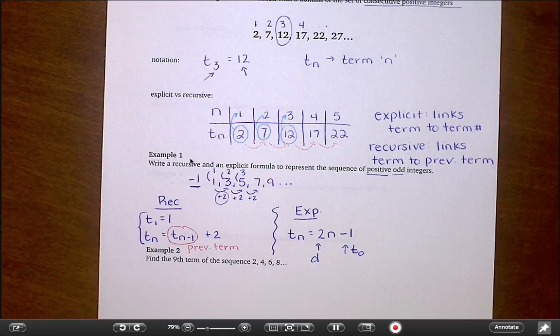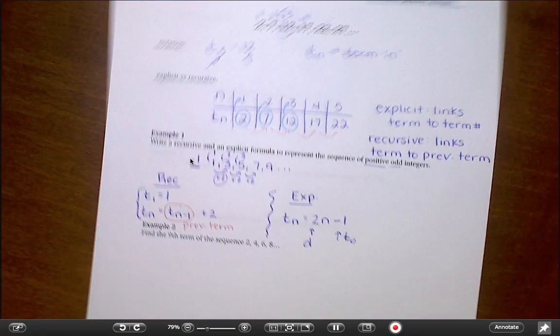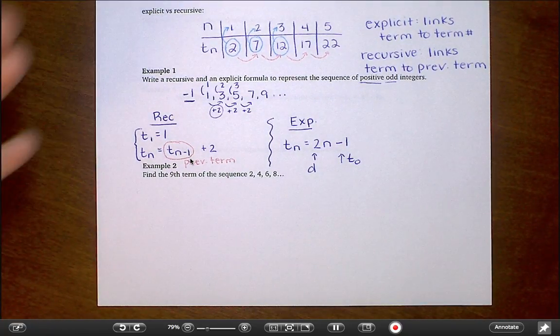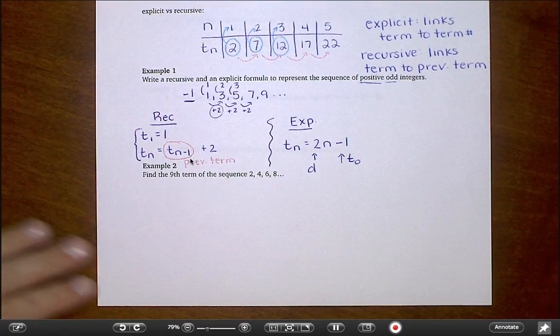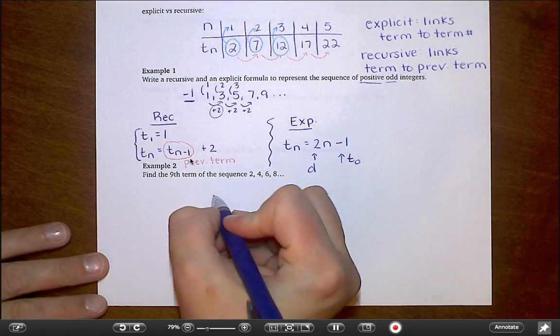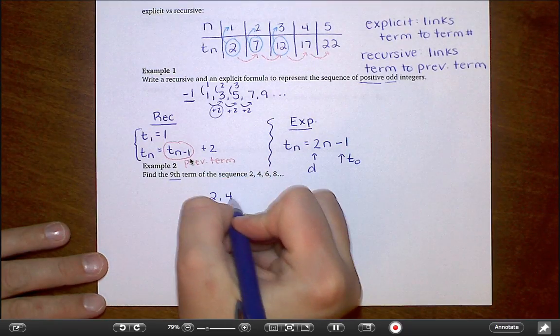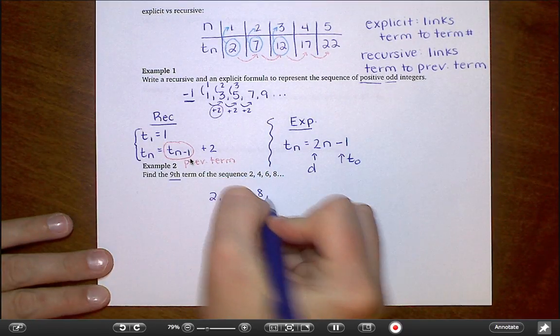Okay, example 2. Find the 9th term of this sequence, 2, 4, 6, 8, etc. If I was doing this in class, I would just turn you loose on this one and then ask you to tell me how you got your answer, because there's multiple ways you could go here. If you wanted to think about this more recursively, you could just power through. I mean, 9 terms is not so bad. You could go 2, 4, 6, 8, let's see, 10.